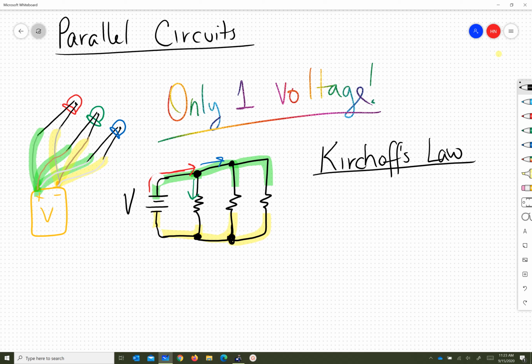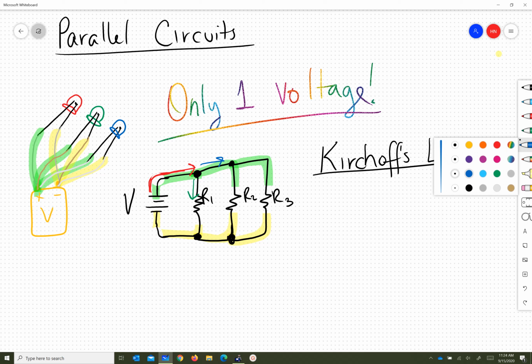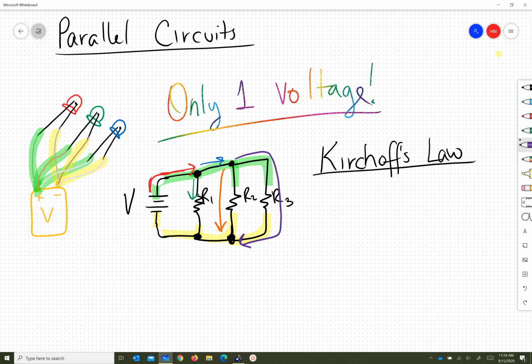There you go. So the current leaves the positive side of the battery in red, and it gets to that point where it doesn't keep going all together. Some of the current goes through the first device. Let's call these resistance 1, 2, and 3. Some of it goes through the first device, and the rest of it goes through either 2 or 3. I used blue to show that. I'm going to use orange now. Some of the current goes through the orange from the blue. Let's pick another color, purple. Then some of it becomes purple, and it goes through the third device.